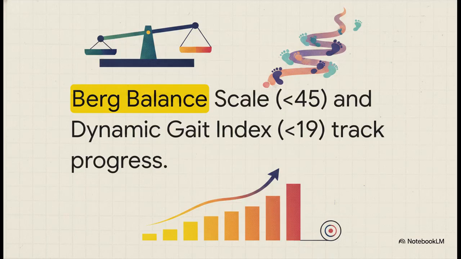You'll also want to leverage comprehensive tools like the Berg Balance scale, where a score under 45 flags risk, and the Dynamic Gait Index, which uses a cutoff of under 19. These are essential for tracking the patient's rehabilitation progress over time. Honestly, these are the exact metrics your vestibular physiotherapists are going to use to prove that your interventions are actually working.